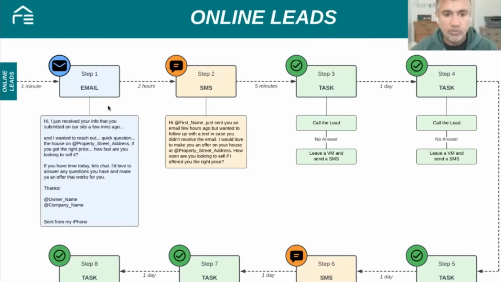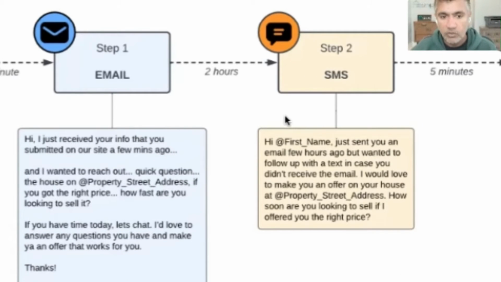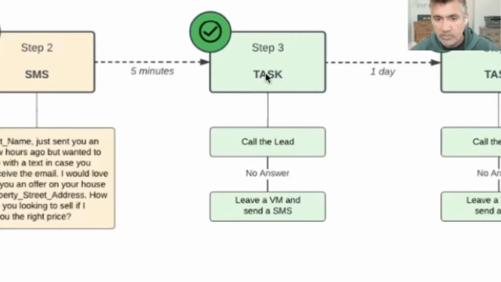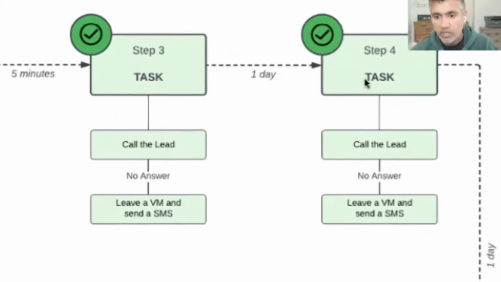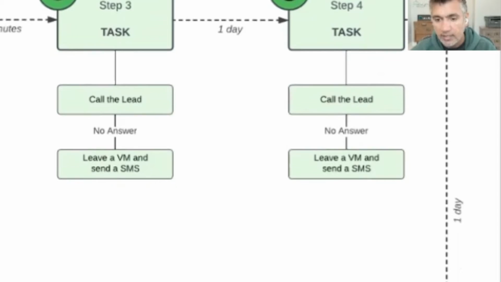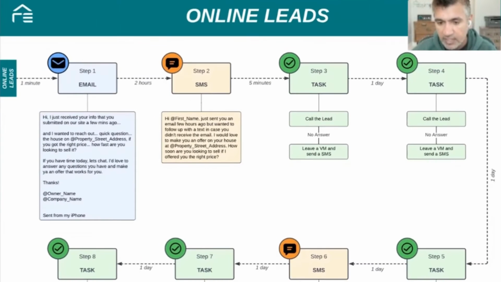So after you've sent out the email, then you want to set this up where 2 hours later, you're following up with a text message. So you're giving the seller a little bit of time to respond back to your email. Then you're reaching out through SMS. You still don't hear back. Then you want to set up a task to call the lead. And if no answer, leave a voicemail and send an SMS saying, hey, you called and left a voicemail. And then you want to call again, and have an automated SMS sent out after that.